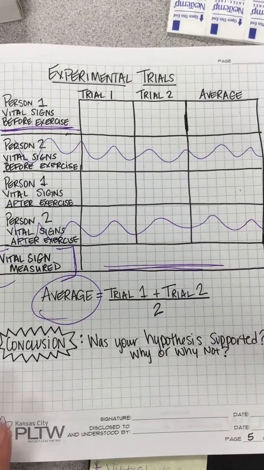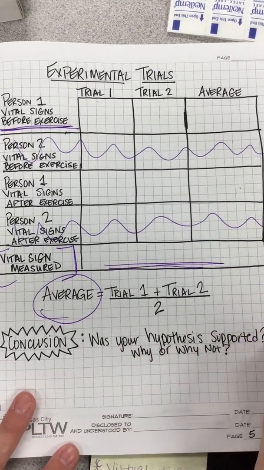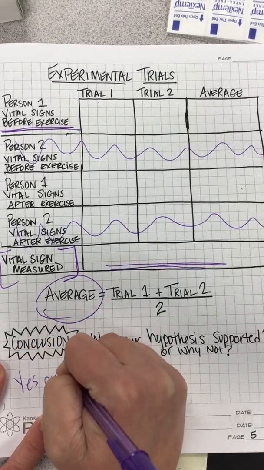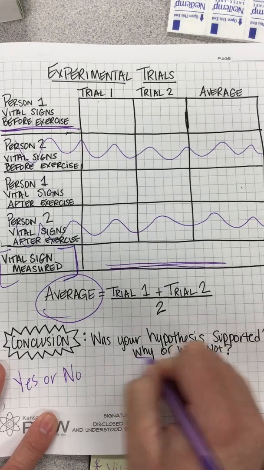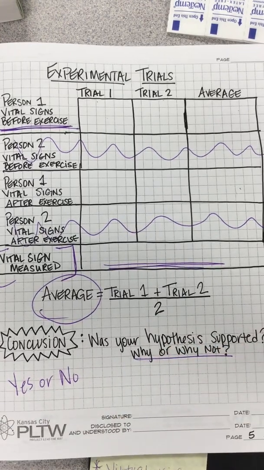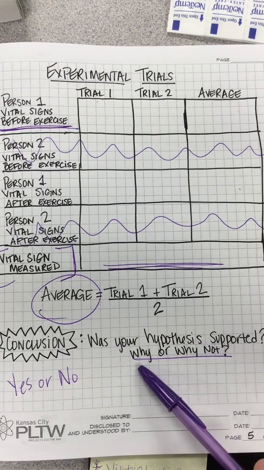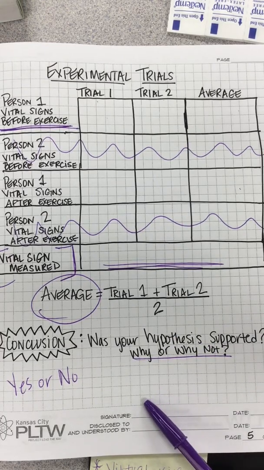Okay, our conclusion then is, was your hypothesis supported? So this would be yes or no. And then why or why not? Okay, in this part, it's really okay to say, I did an error. I chose wrong. I didn't understand what would happen to that. For this why or why not, it's okay to admit that you're wrong.